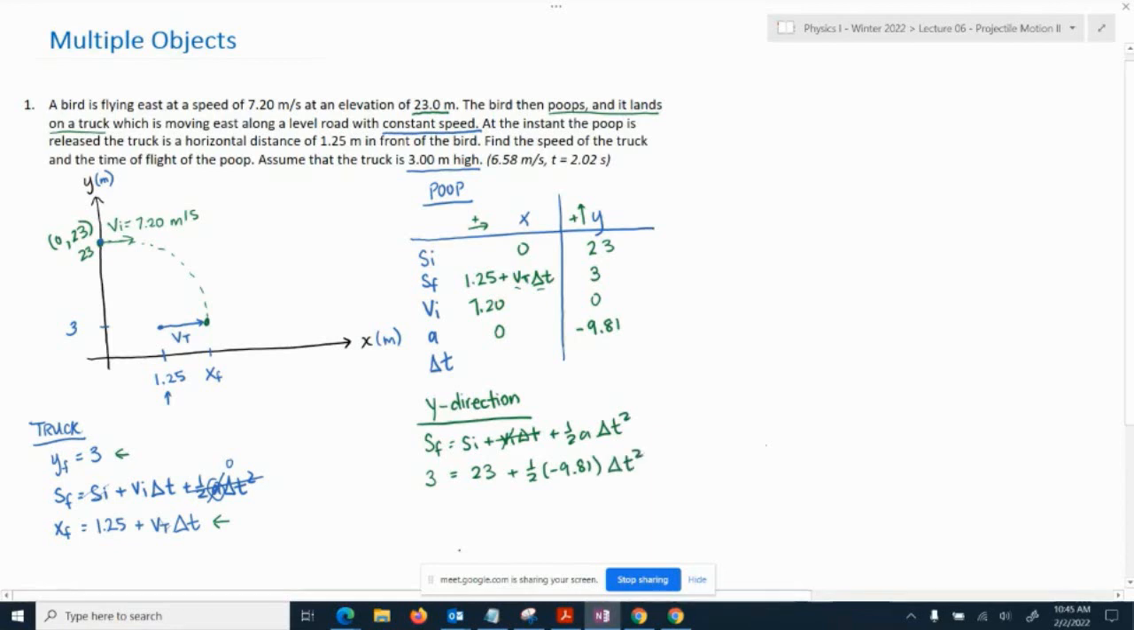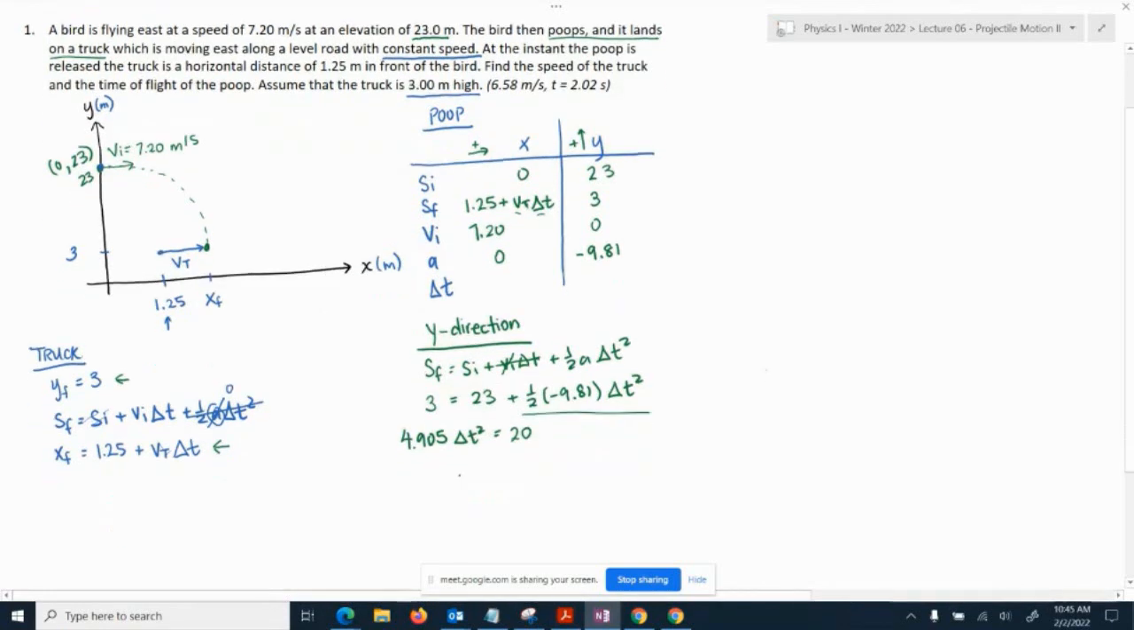Okay, so I can bring things to different sides so I can solve for everything. So let's bring this term here to the left side to make it positive since it's negative right now. And then we'll bring the 3 to the right side. So 1/2 times negative 9.81 is negative 4.905. And when I bring that to the right side, it becomes positive 4.905 delta t squared equals 23 minus 3, which is 20. Okay, now I can divide both sides by 4.905, and I get delta t squared equals, I'm going to type this on my calculator, 20 divided by 4.905.